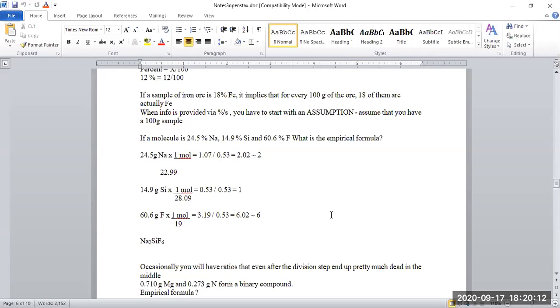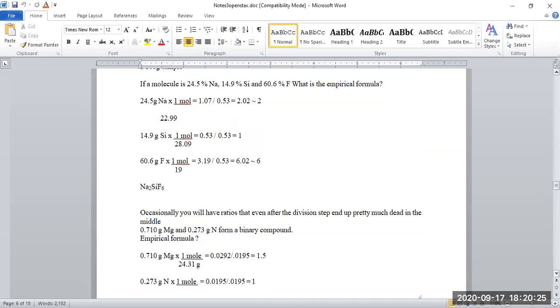And then I sort of just spit it back out in the order in which the data is presented. Sodium, then silicon, then fluorine. So my empirical formula, Na2SiF6. Keeping in mind that my silicon has the implied but not written 1 beside it.